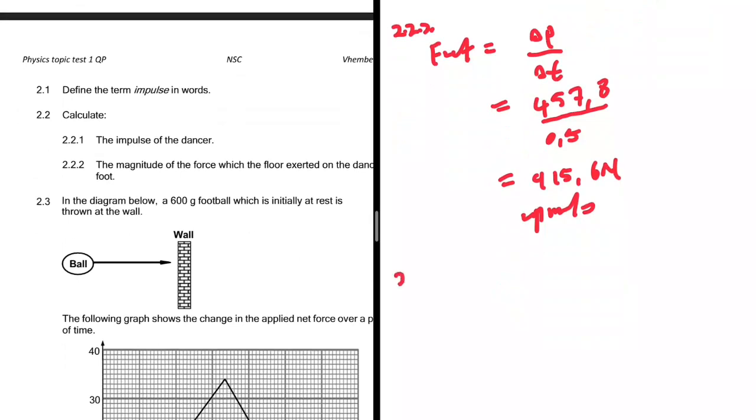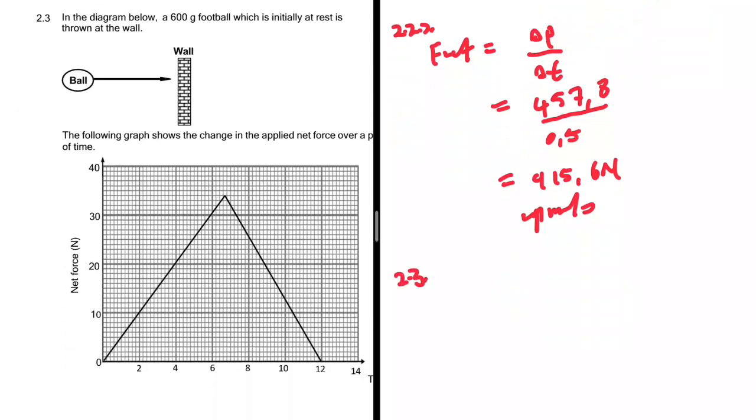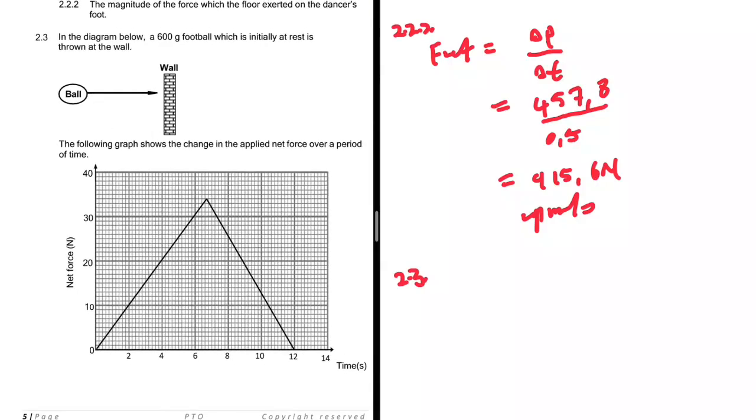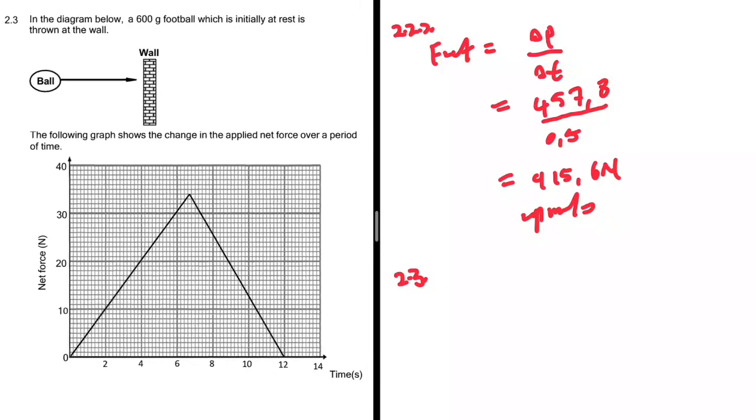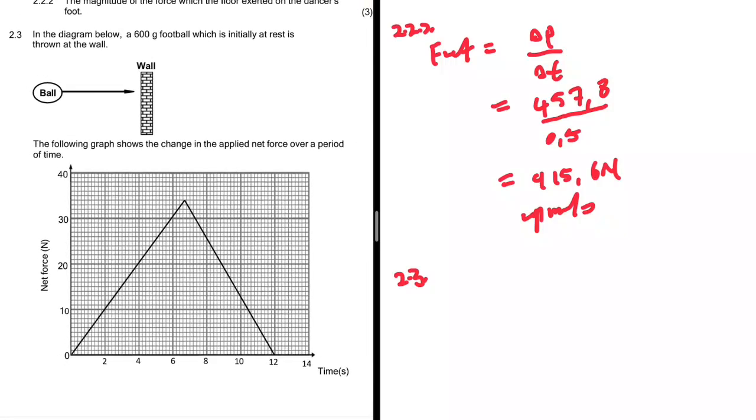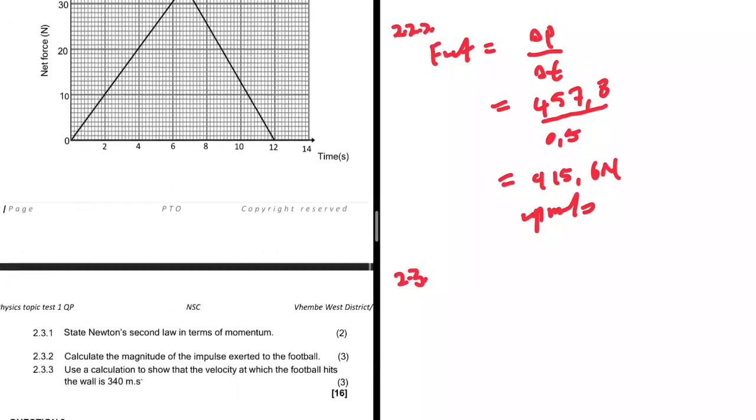Okay, 2.2.2 done. Let's take a look at 2.3. Right, 2.3 is quite an interesting question. In the diagram below, a 600 grams football, which is initially at rest, is thrown at the wall. The following graph shows the change in the applied net force over a period of time. We can clearly see the graph forms a triangle.